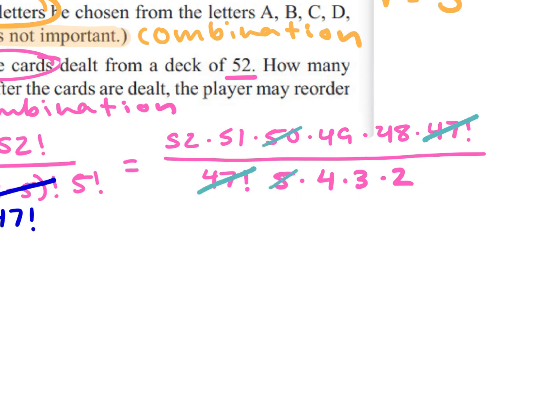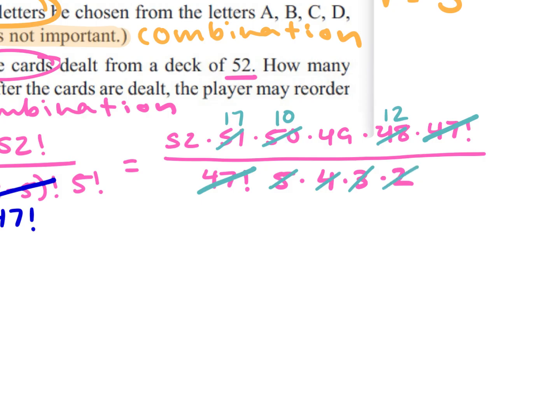5 goes into 50 how many times? 10. 4 goes into 48 how many times? 12 times, perfect. 3 goes into what? 3 does not go into 52. It goes into 51 how many times? 17. That works. You could also say 3 goes into 12 4 times, so you could have canceled out with the 12 too. But 3 goes into 51, we said 17 times.